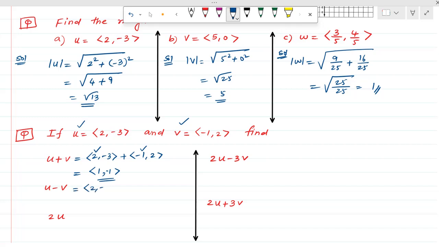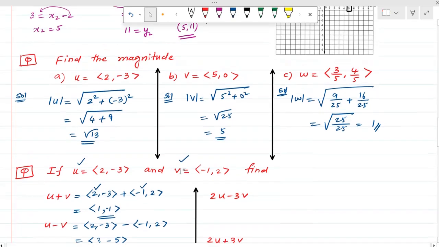Then the subtraction of the vector. So I will write the vector minus, here minus 1 comma 2. When you write 2 minus of minus, it becomes plus, it becomes 3. Minus 3 minus 2, which is minus 5. So this is the subtraction of the vectors.